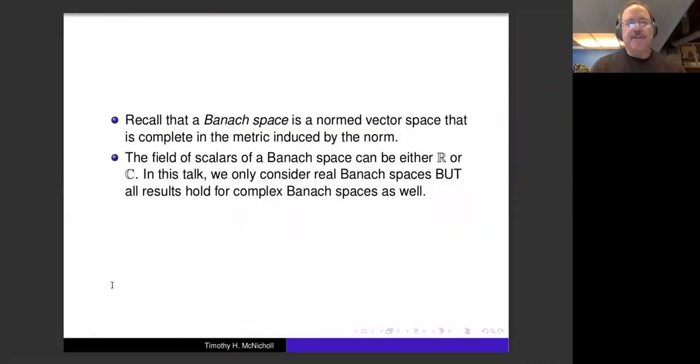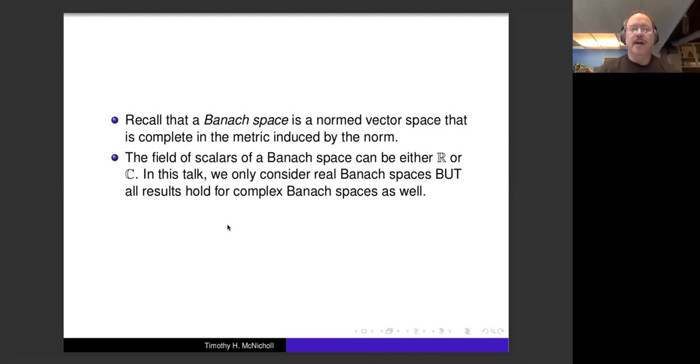Okay, so metric spaces are fun, but there's a lot of other kinds of structures in analysis, of course. One of the most common are Banach spaces. So let's think a little bit about how we set all this up on Banach spaces. First, let's start by recalling what a Banach space is. A Banach space is a normed vector space that is complete in the metric induced by the norm.